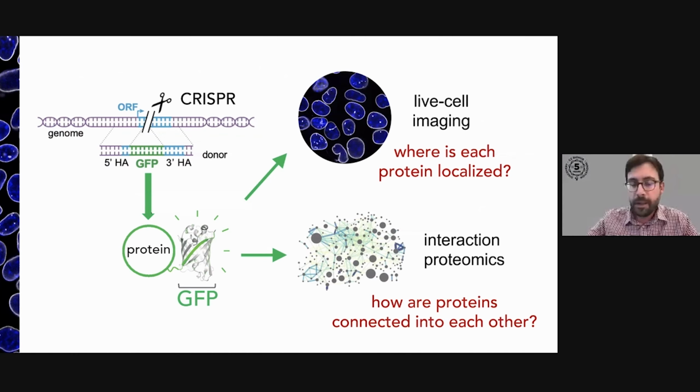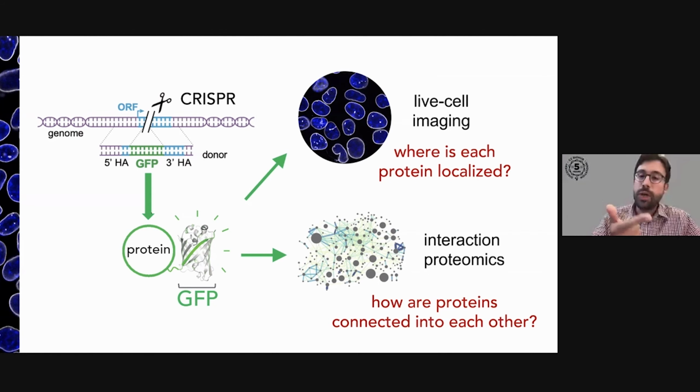Next slide, please. So to help fill that gap, the strategy that my lab is taking is to deconstruct the proteome or the cell one protein at a time. And to do that, we use CRISPR to rewrite the genome of the cells and turn these proteins fluorescent by using fusions with tools like GFP. And that allows us to measure two things for each protein. Number one, where proteins are localized within the cell. And of course, we can do that using live cell fluorescence microscopy.